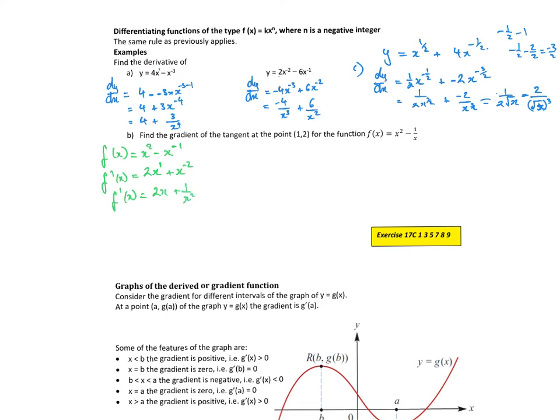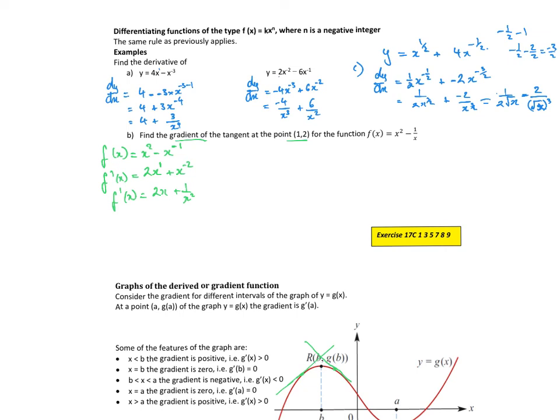Now find the gradient at the point 1, 2. So the tangent line is really the point on the curve. So a tangent line down here at the bottom of the screen is a point where it touches the curve. And that tangent line has the same gradient. So it's just another way of saying what's the gradient at that point.